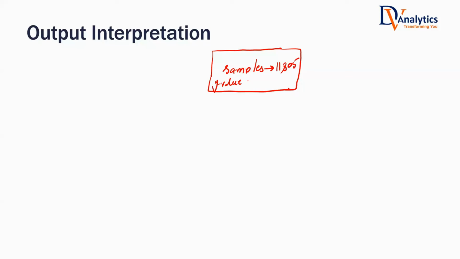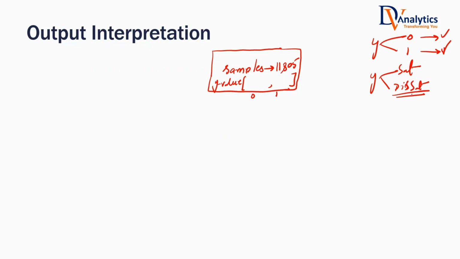Always zeros are shown first. Then the count of ones is shown next. Number of zeros, number of ones. If your target variable is taking 0 and 1, always zeros are shown first by default, ones are shown next. If your target variable is non-numeric, in our case it is taking satisfied, dissatisfied, then alphabetically, whichever is first. Alphabetically, dissatisfied is first. So always dissatisfied is shown first, satisfied count is shown next.